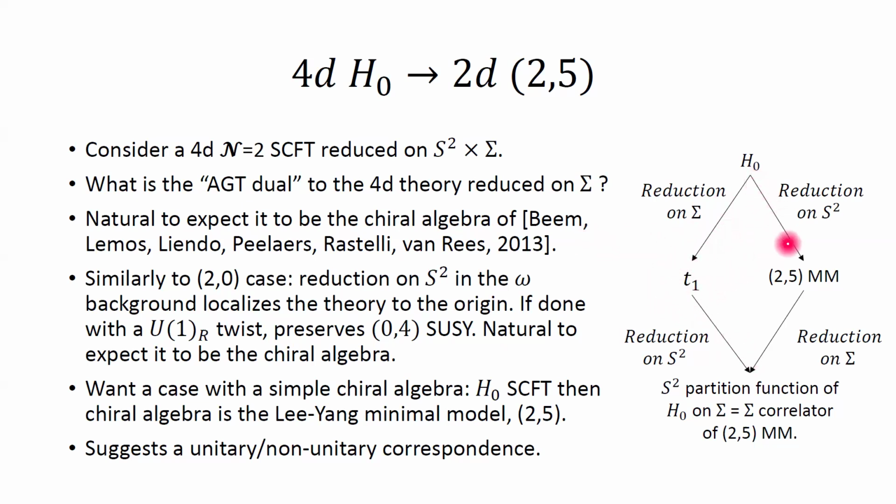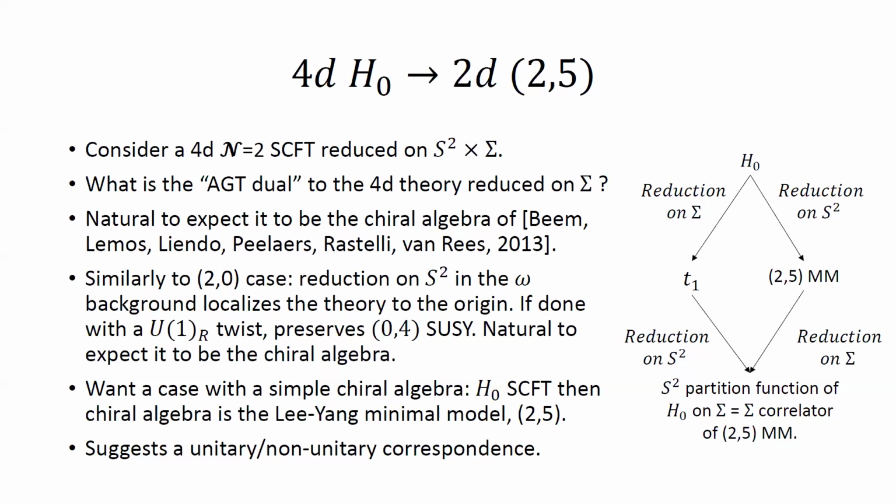The other thing I can do is reduce on the S2 first. I expect to get some 2D theory whose sigma correlator will be equivalent to the S2 partition function of this T1 theory. The natural question is, what will be this 2D theory? And the natural answer that we're going to propose is that this is going to be the chiral algebra of the 4D N=2 SCFT.